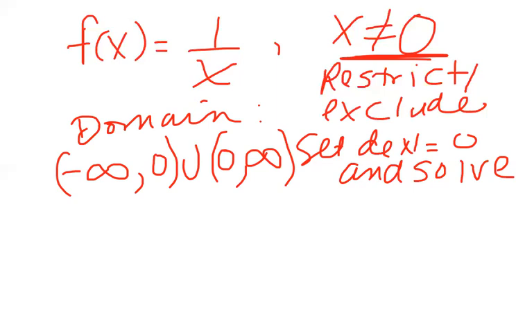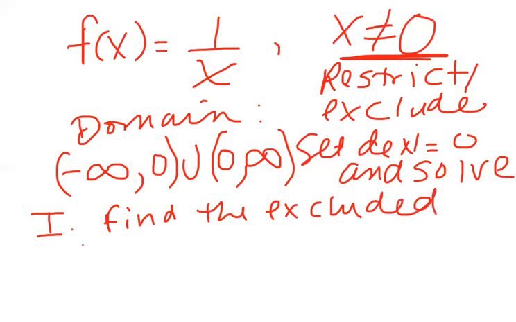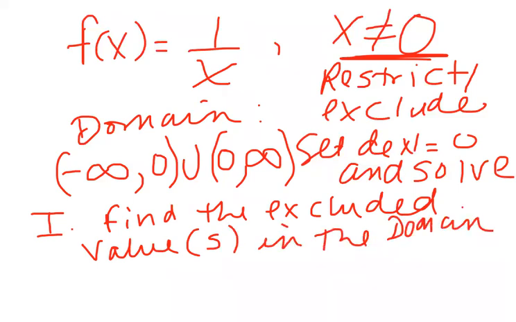Okay? So guys, that is the first step with these rational functions. You got to find the excluded or the restricted value or values in the domain of these functions. And to find those restricted values or excluded values in the domain, you set the denominator equal to 0 and solve. Set the denominator equal to 0 and solve, guys. All right? So that's the first step, guys. So let me go ahead and run through a few example problems.